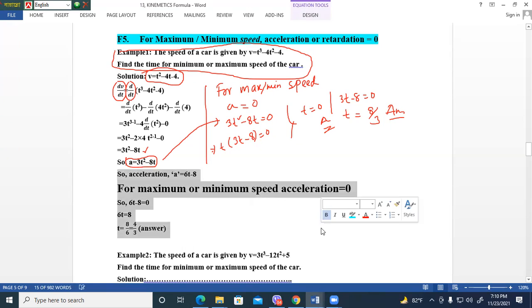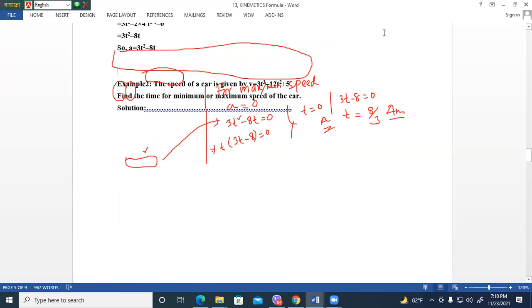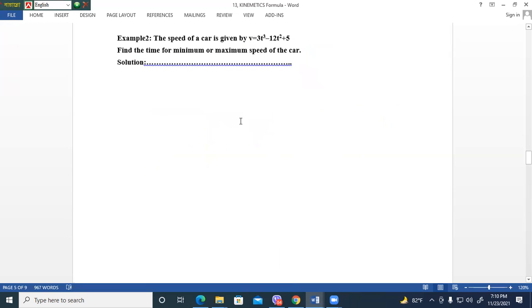Erase this part now. Next question for you, you have to do it yourself. Only 2 minutes left, let us do it very short. Example 2, what's given here? v equals 3t cube minus 12t square plus 5.